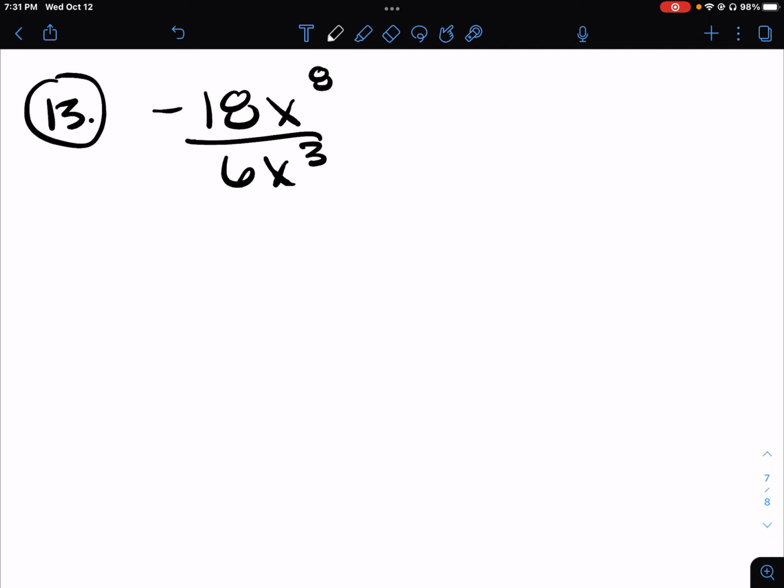Okay, division. A negative divided by a positive is a negative. When we divide, we subtract. The big number is 8 on top. 8 minus 3 is 5. And the bigger number was on top, so the x5 is on top.